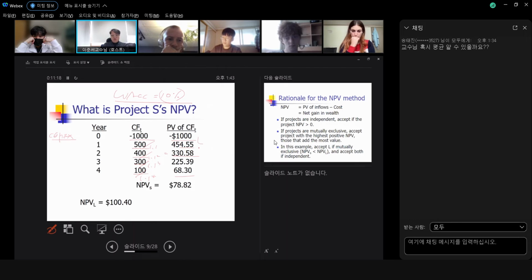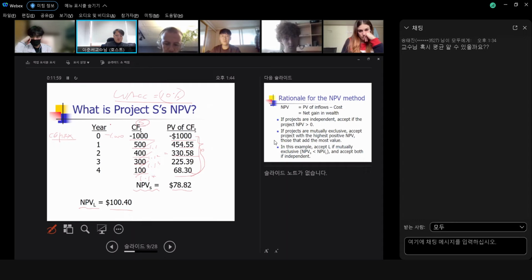Then that's it. And if we sum up all the cash flows as of today, reflecting the time value of money, then the net present value for project S is $78.82. The unit is different, but anyway, it doesn't matter. By the same token, NPV for project L can be calculated by 100 times... $100.4. The cash flow stream in project L has the same capital expenditure as project S.